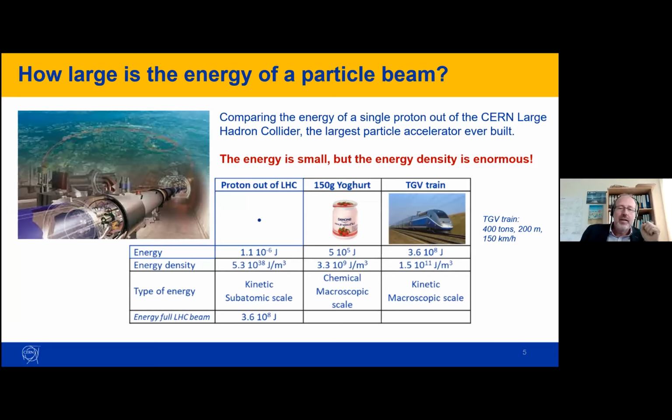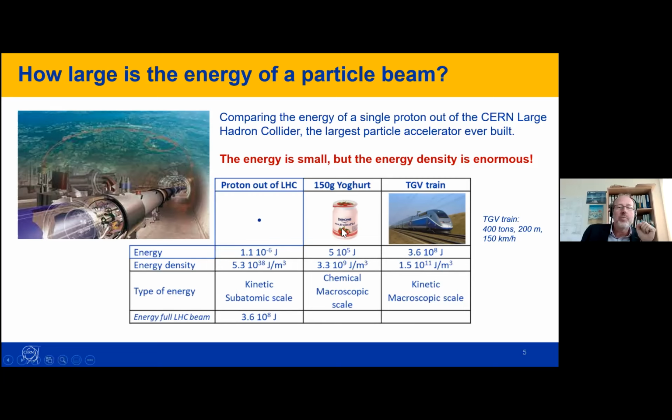It is still under commissioning, it's not yet operating. But what is the energy of one single proton out of the LHC? Actually, it is very, very small. Only 10⁻⁶ joule of energy, which is nothing compared to the chemical energy, for example, that you have inside a pot of yogurt.